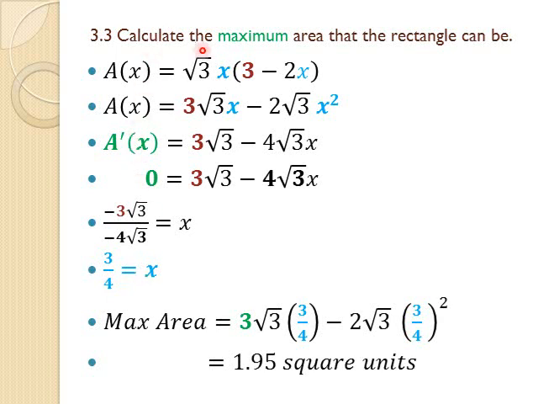Right? However, they said we must calculate the maximum area. So the value I got for x must go back in my original equation. So there, wherever I see x, I'm now going to place 3 over 4. So that becomes 3 square root 3 times 3 over 4 minus 2 square root 3 times (3 over 4) squared. We punch that in a calculator, we have 1,95 square units. So there we've answered the first one. Let's look at the second problem just to make sure you get enough practice.